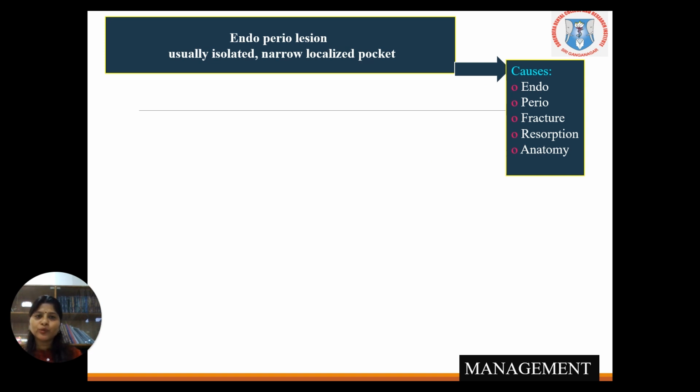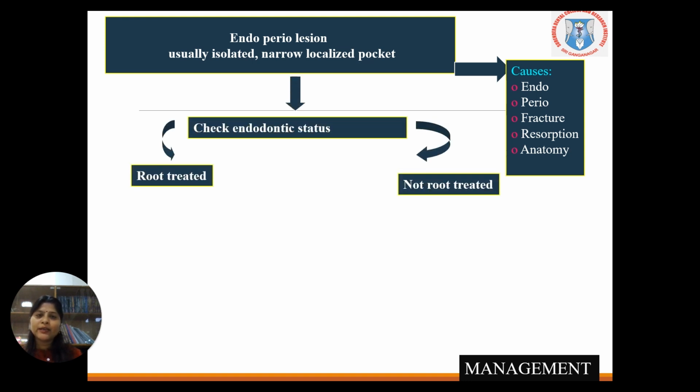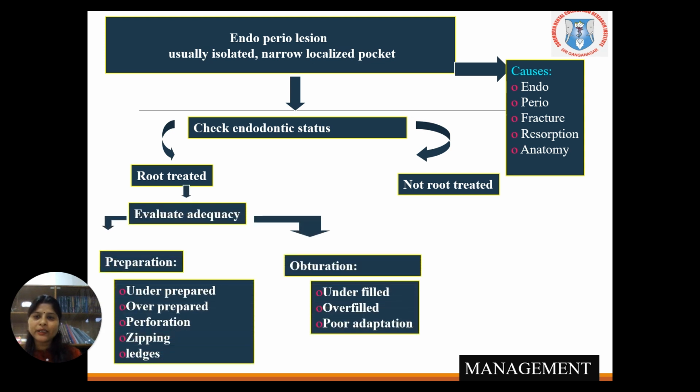Now, how do you follow the case of an endo-perio lesion? First, determine what the cause of that lesion is: is it endo, is it perio, is it fracture, is root resorption there, or is any anatomical variation there. Check first the endodontic status, whether the tooth is already treated for root canal or root canal has not been done. Now, if root canal has already been done, go for the X-ray, to see whether the preparation is properly done, whether it is over, under, or a perforation is there. Check the obturation, whether it is correct or not.